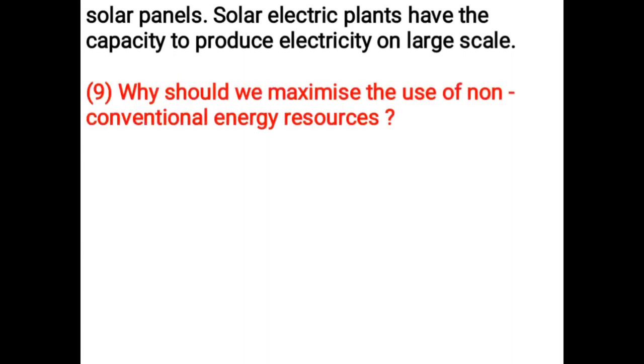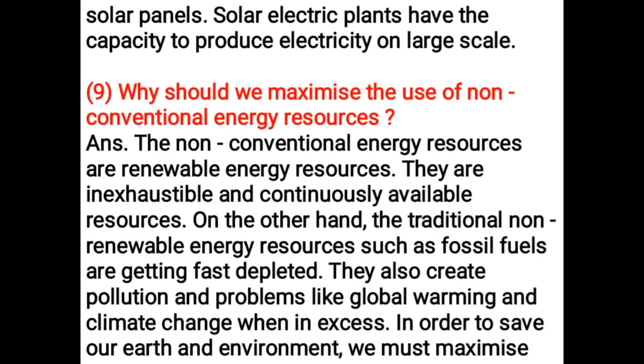Why should we maximize the use of non-conventional energy resources? The non-conventional energy resources are renewable energy resources. They are inexhaustible and continuously available resources. On the other hand, the traditional non-renewable energy resources such as fossil fuels are getting fast depleted. They also create pollution and problems like global warming and climate change when used in excess. In order to save our earth and environment, we must maximize the use of non-conventional energy resources.